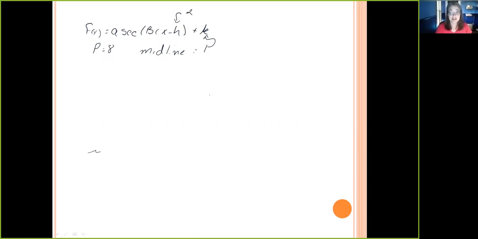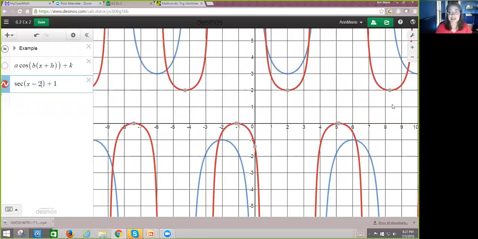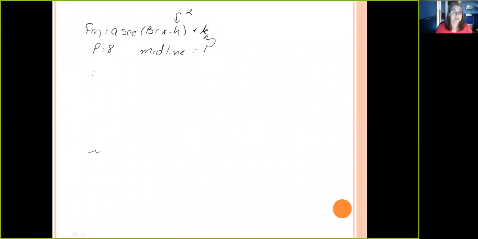Now let's take a look at my period. So period is 8. My period on an adjusted function, a transformed function, is equal to 2 pi divided by B.